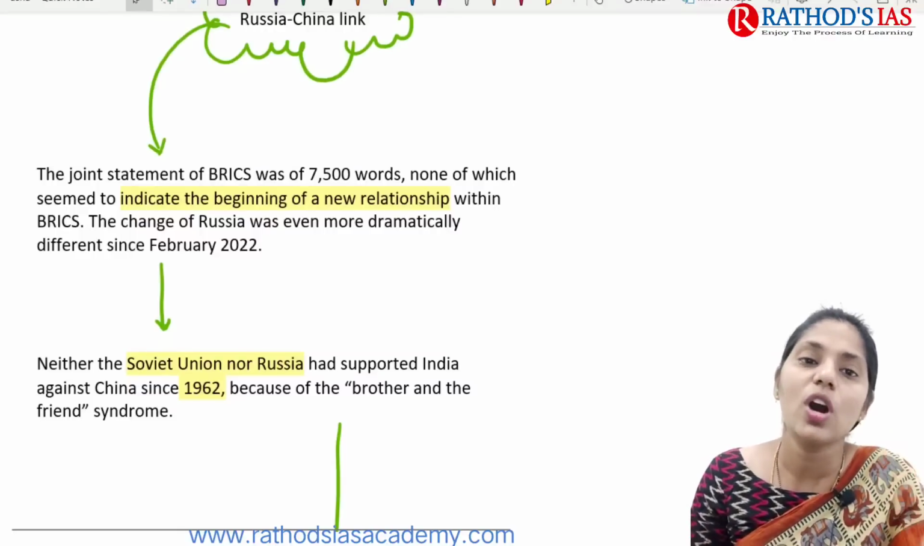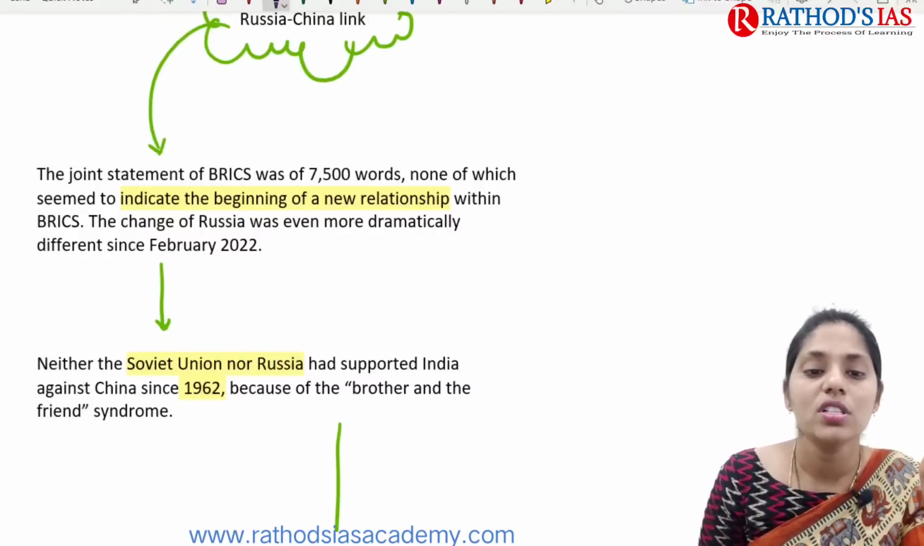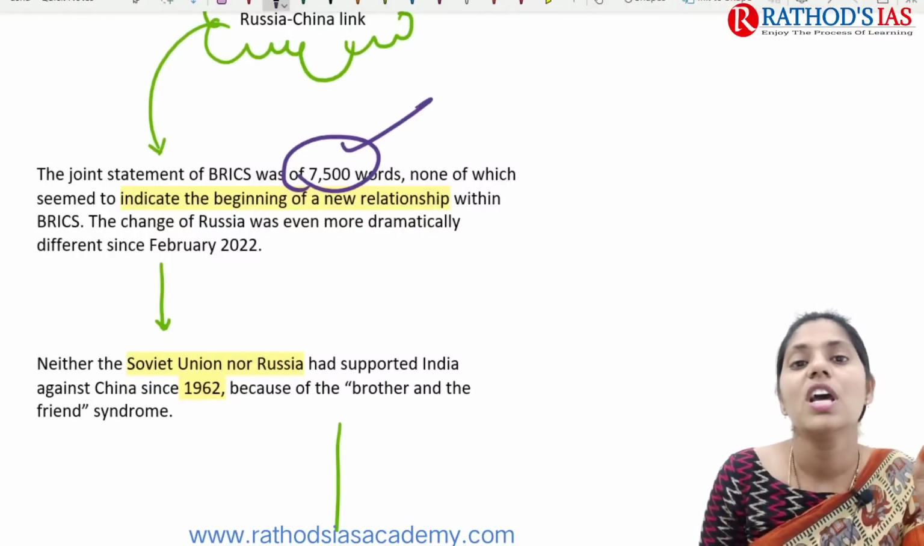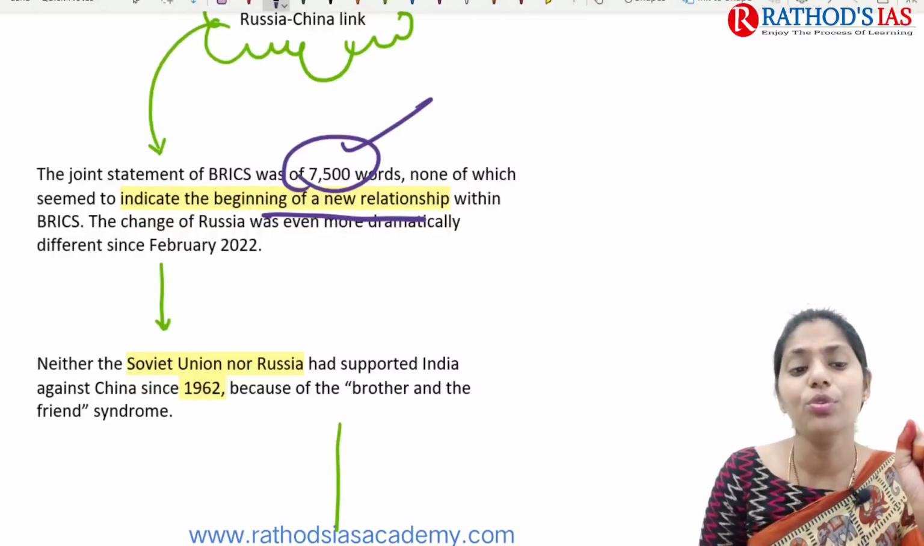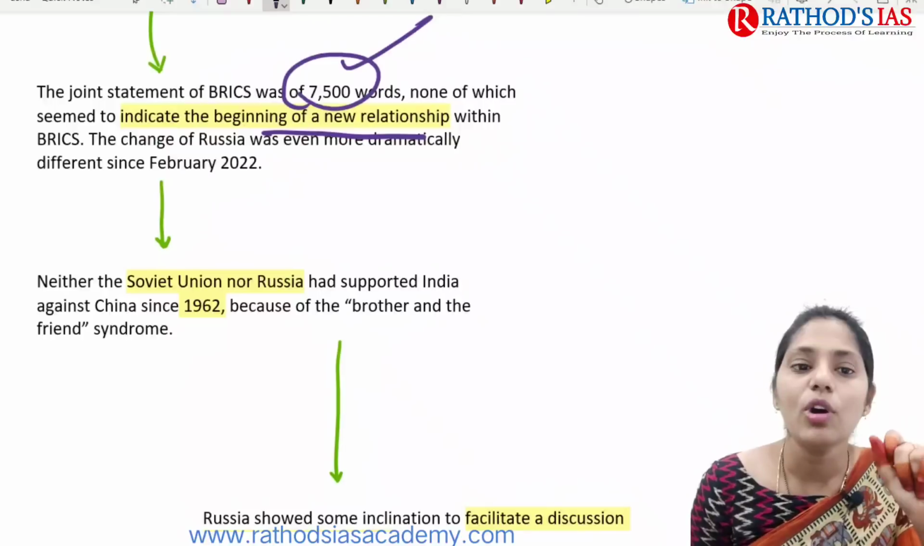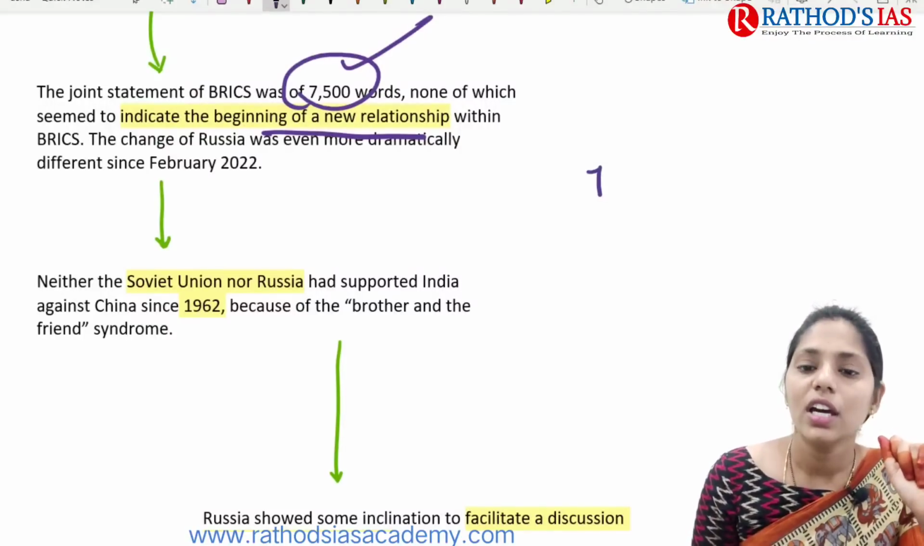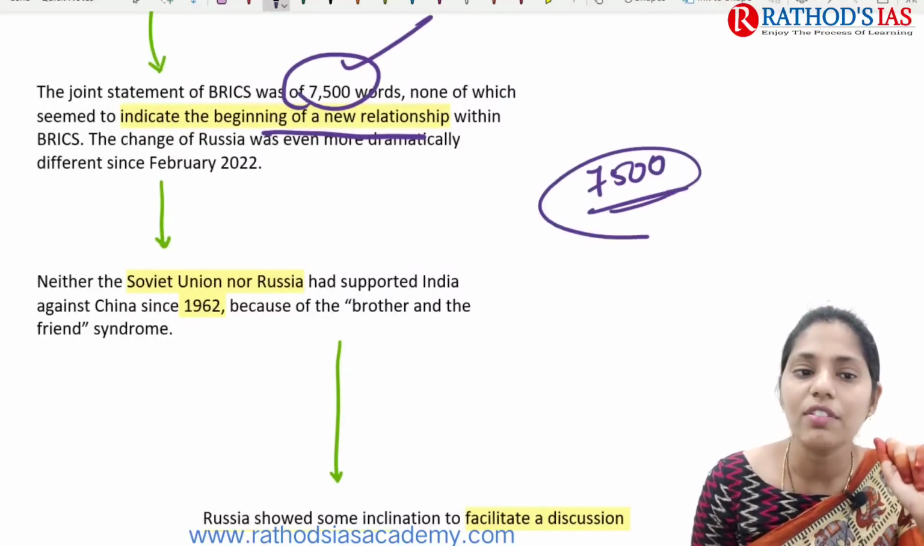Recently the joint statement of BRICS was 7,500 words, out of which they are mainly indicating the beginning of a new relationship within BRICS. So this joint statement of BRICS gave about 7,500 words.